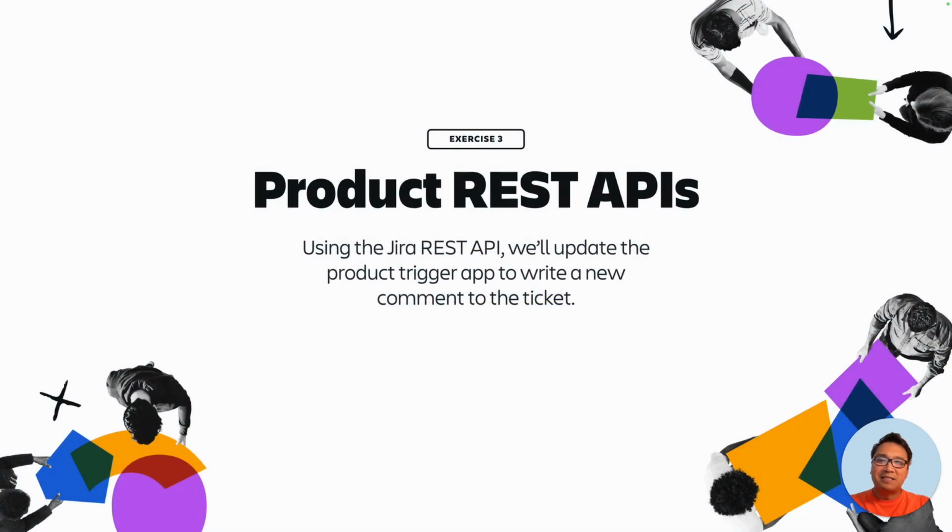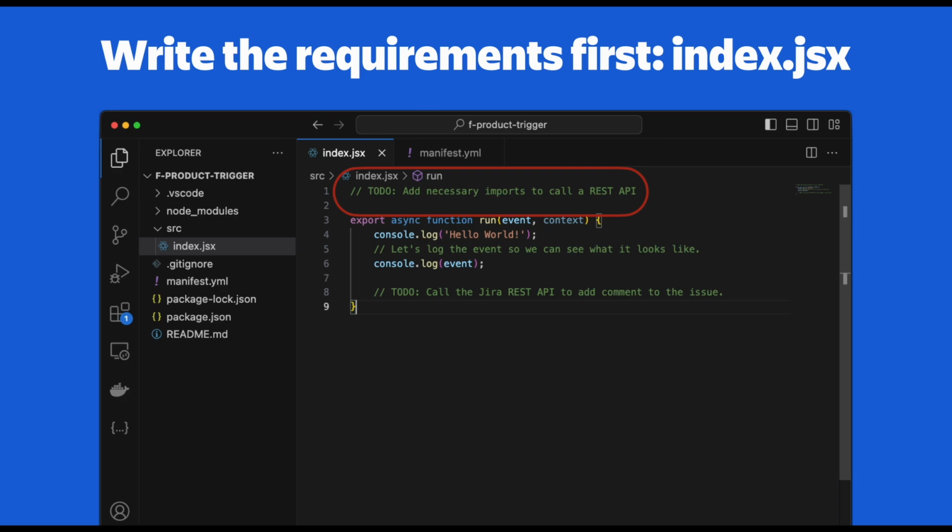So for this next exercise, let's enhance the product trigger app that we just built by having it perform some kind of action. Once our app receives the issue created event, we'll have it add a comment to the newly created issue. And to do this, we need to utilize the Jira REST APIs. Before we start coding, let's use comments to write the requirements first, in order to have a clearer picture of what we want to do.